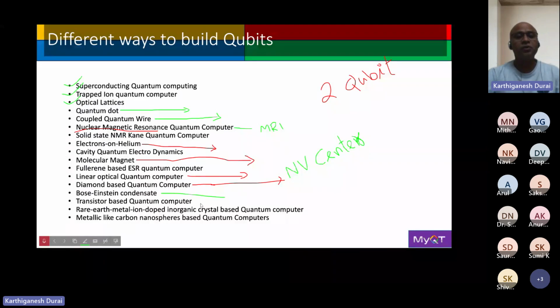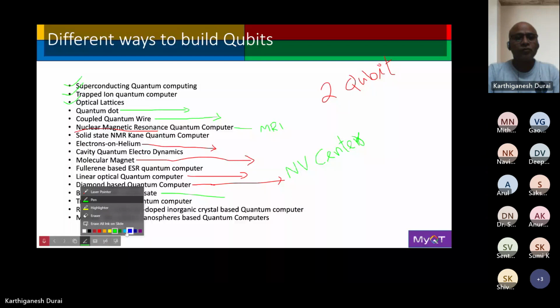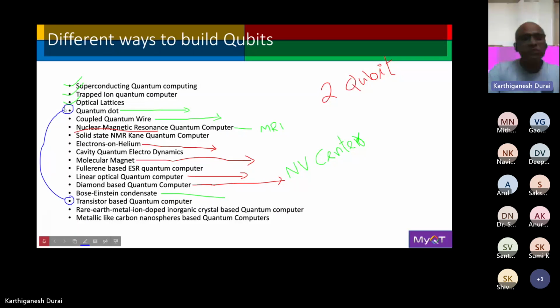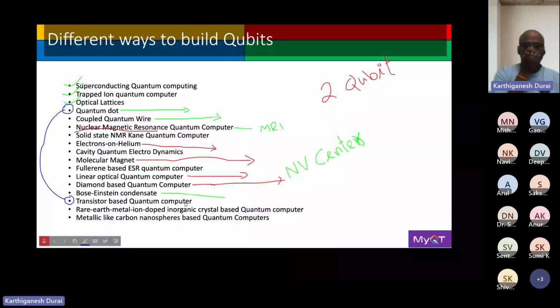Then transistor-based quantum computer. Bose-Einstein condensate, that is one of the structures, and I'm not very clear about that one. Transistor-based quantum computer: you can connect this transistor based with this quantum dot, because this transistor based quantum computer is using CMOS technology. You may recall that CMOS technology is used to build our present classic microprocessor for digital computers, right? So this transistor based quantum computer is promising a room temperature quantum computer. Intel is researching on this transistor based quantum computer.